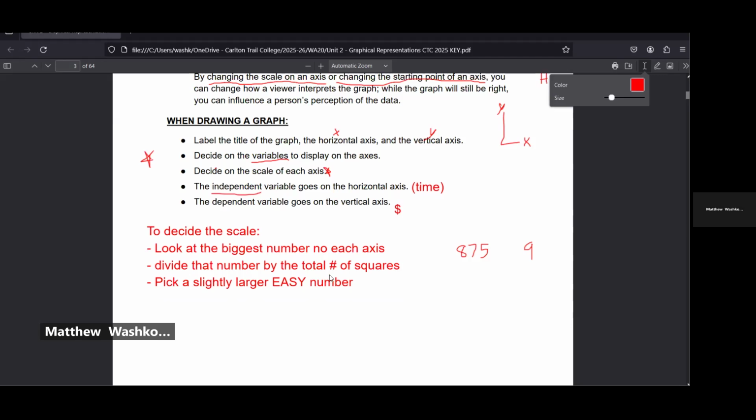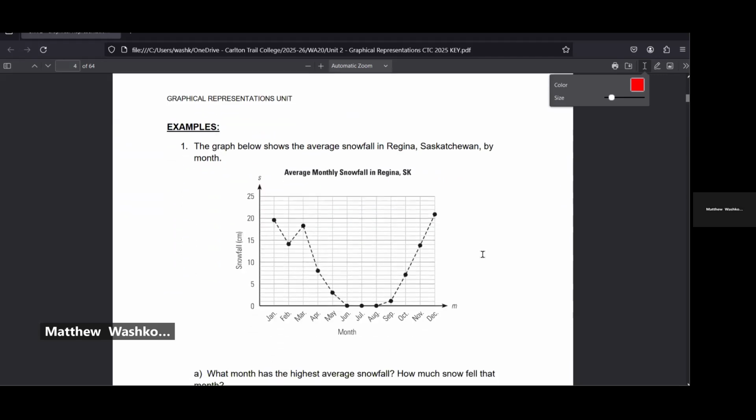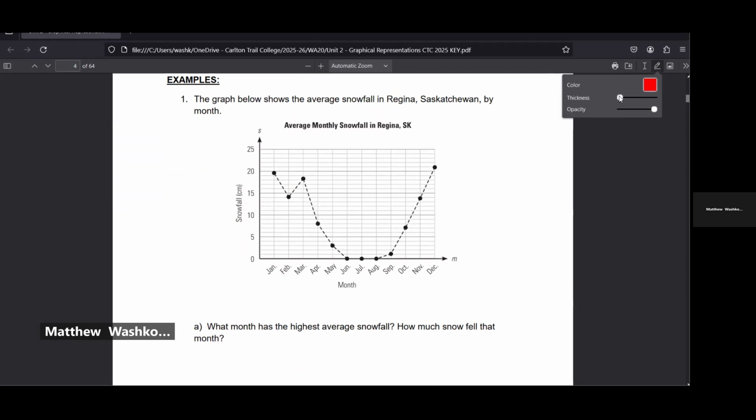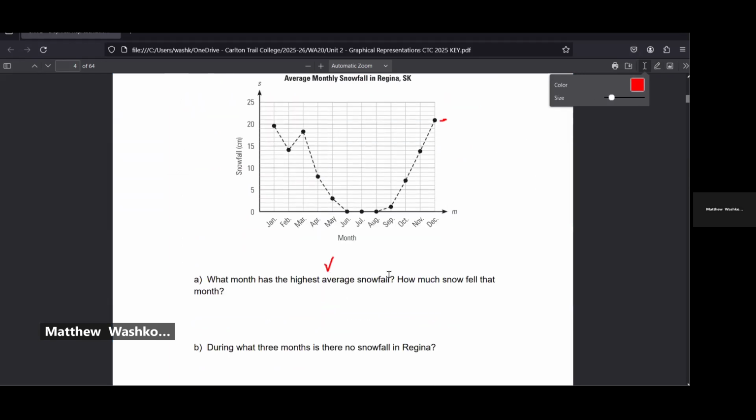Okay, so let's go through an example here. This graph here shows the average snowfall in Regina, Saskatchewan by the month. What month has the highest average snowfall? Take a look at the graph. Think about that. Which month has the highest average snowfall? December, right? It's the highest on here. This represents snowfall. So it's clearly December. But remember, a lot of these questions are going to ask you multiple things. So it is obviously December, and it was 21 centimeters of snow that fell that month.